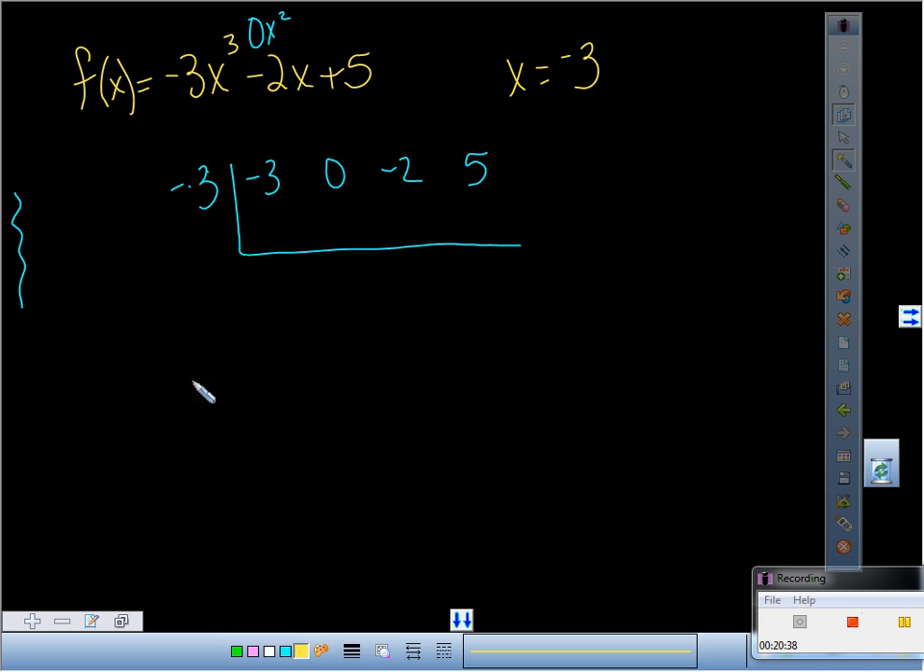How do I start? Bring the first one down. Guys, they're giving you the answer on the first one. They go, hey, guys, start here. Negative 3. Okay? And then you multiply, add. Multiply, add. Multiply, add. So, what's negative 3 times negative 3? So, it goes here, and then you add, and then you multiply. What's 9 times negative 3? Negative 27.